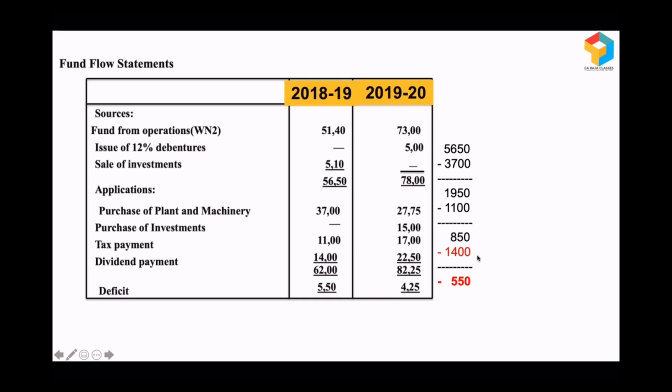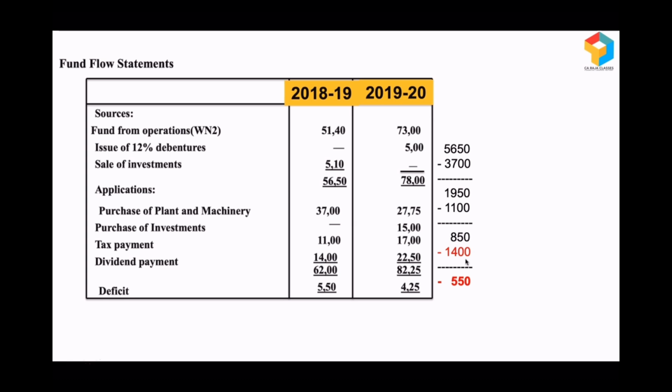So this shows their financial discipline. When they have only 850, why are they paying 1,400? That's not right. This is not a wise approach. Ideally, when they purchased plant and machinery of 3,700, they should have raised some long-term funds. Some portion of this 3,700 could have been funded by long-term funds, and that would have left a good amount of surplus so that they could have paid this dividend easily.